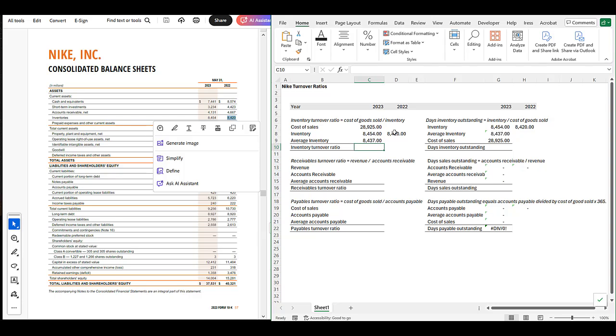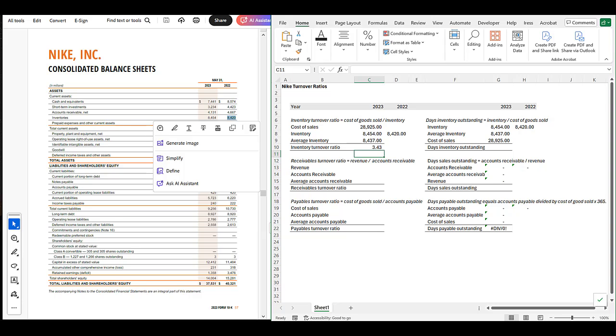The average was 8,437. The inventory turnover ratio equals 28,925 divided by 8,437, which equals 3.43. Nike turned over its inventory 3.4 times in 2023.